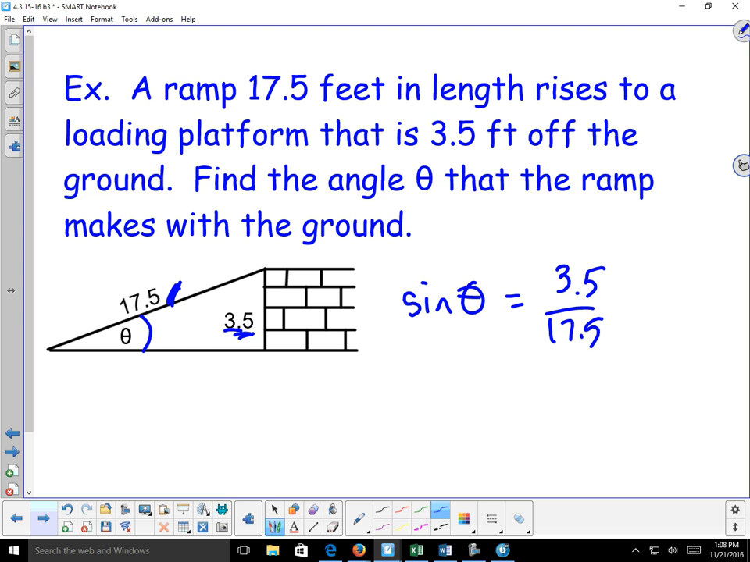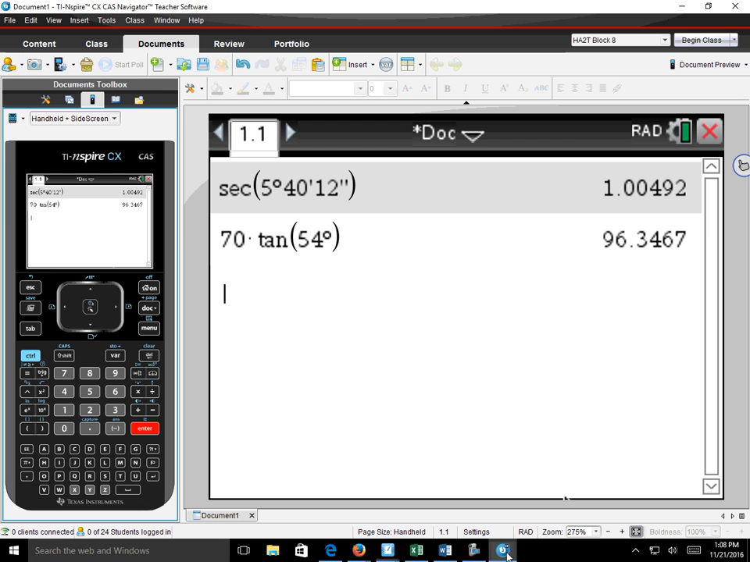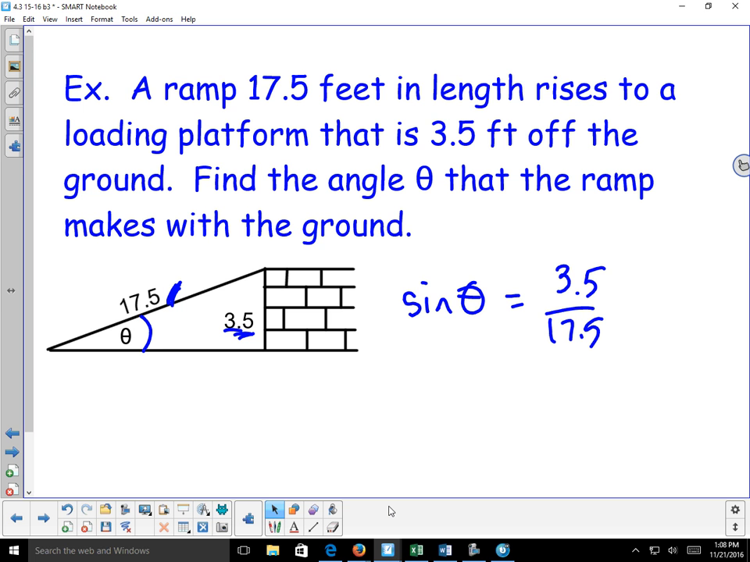And so you're going to use your calculator to do this. Can you give me a decimal for 3.5 over 17.5? 0.2? Is that what I'm getting? Okay, but let's talk about this for a minute. So this is the sine of theta. It is equal to 0.2.